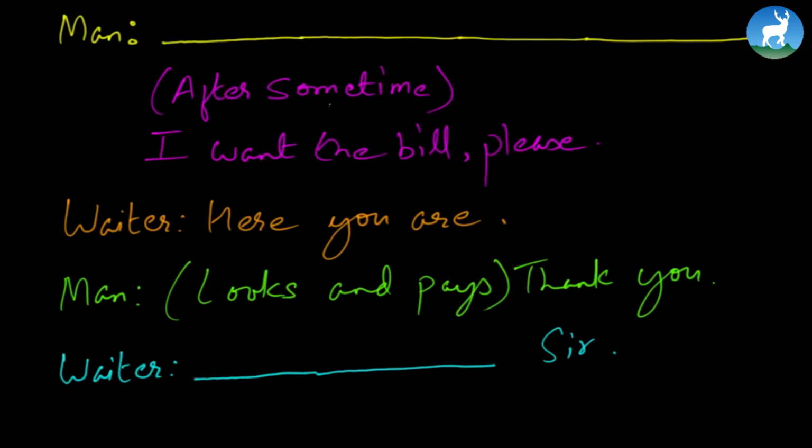Moving forward, man: and again, there's a big blank there, which we'll have to fill in. And again, after some time, of course, he eats in that period of time, and he says, I want the bill, please. Waiter: Here you are. He looks and pays. Of course, you look at the bill, then you pay. Thank you, the man says. Waiter: again, a big blank, and sir. So let's try to fill this.